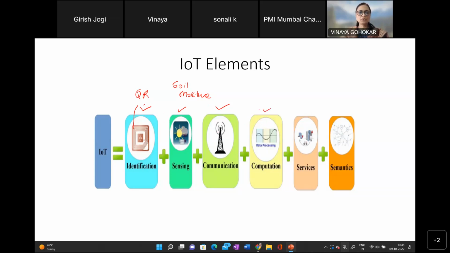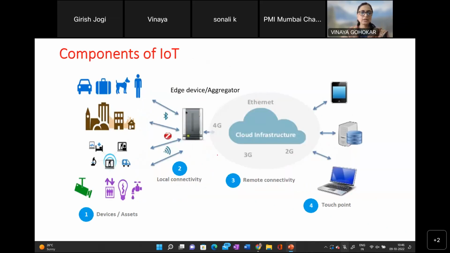Then some computation. You have to take some decision. You cannot send each and everything on the internet or to the cloud. So there are some platforms for processing the data, then a few services to take care of this, and then we need semantics, some brain, some intelligence to come into picture. So these are 5 main components, which are helping us in developing the IoT application. So we can now say the components of IoT.